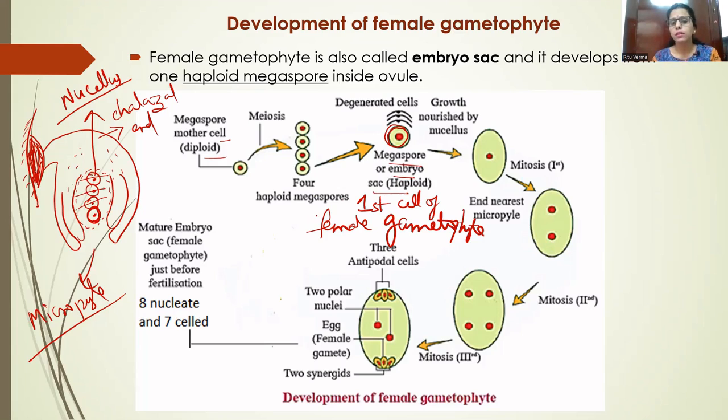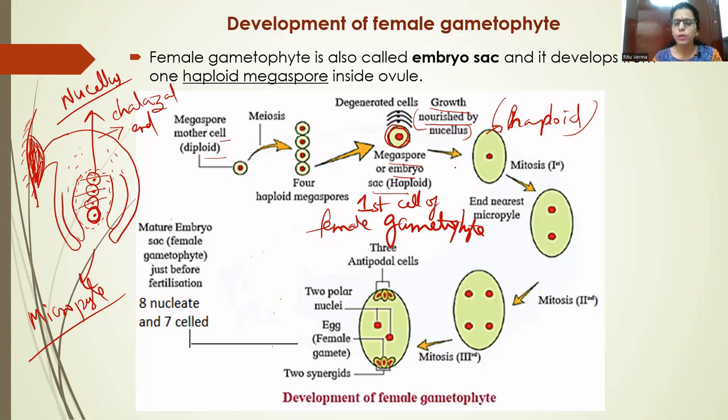This megaspore, which is the first cell of the female gametophyte, initially absorbs nutrients from the cells of the nucellus and grows in size. You can see in this diagram that this megaspore increases in size. It undergoes growth, and nourishment is provided by the cells of the nucellus. This megaspore is haploid, and we know that all haploid cells, if they have to divide, always undergo mitotic cell divisions.